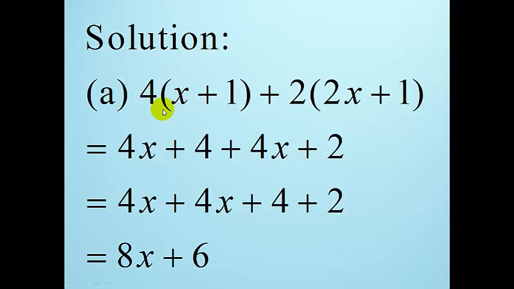Now A, we are given 4 into bracket x plus 1, plus 2 into bracket 2x plus 1 to simplify. The first thing we have to do is to expand. So 4 times x is 4x, plus 4 times 1 is 4, plus 2 times 2x is 4x, plus 2 times 1 is 2. Now we have 4x plus 4x, and the constants are 4 and 2. Now 4x plus 4x equals 8x, and 4 plus 2 is equal to 6. So in all, the answer is 8x plus 6.